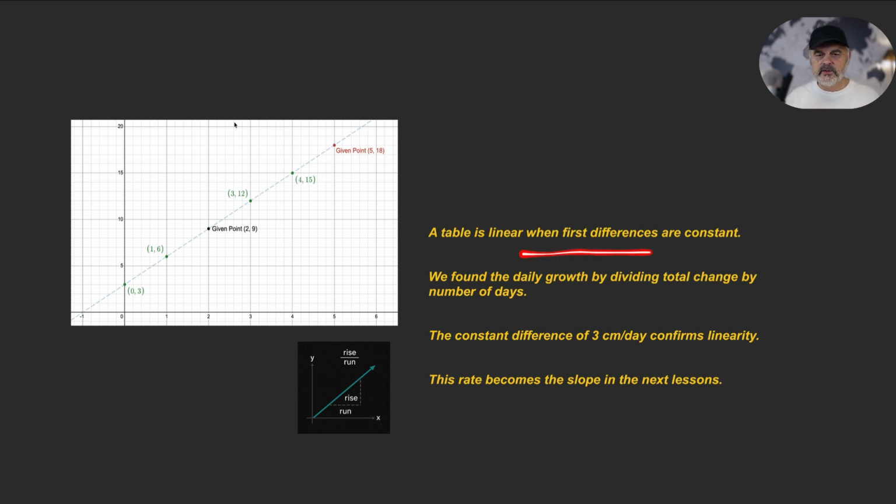So we know how to do the table and create the first differences now. We found what is the constant rate of change. And we confirmed that this is a fixed number, 3 centimeters per day. And then the rate becomes the slope. And that concept will be discussed in the next lesson.